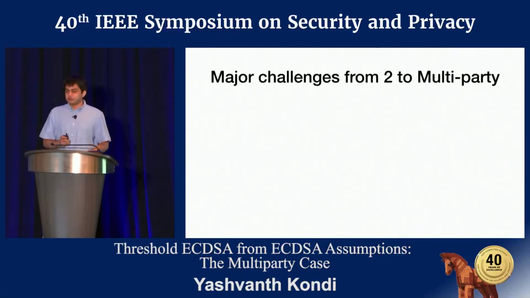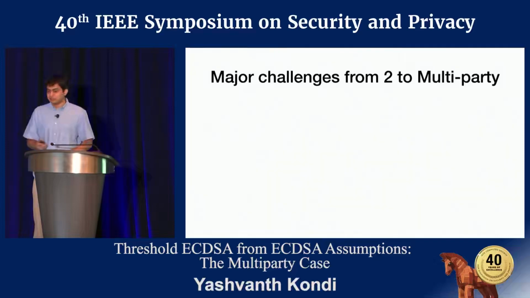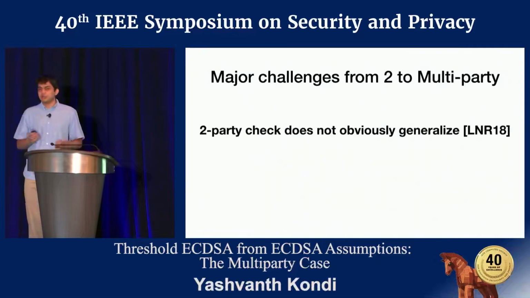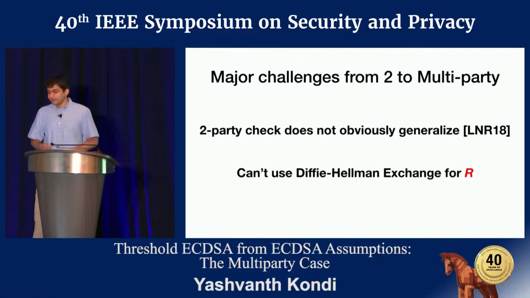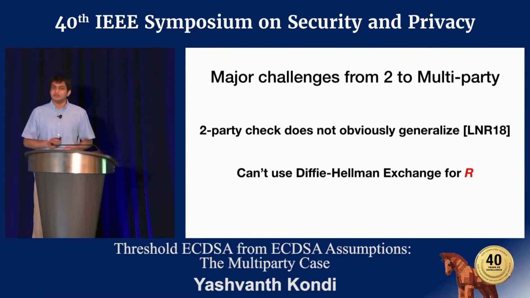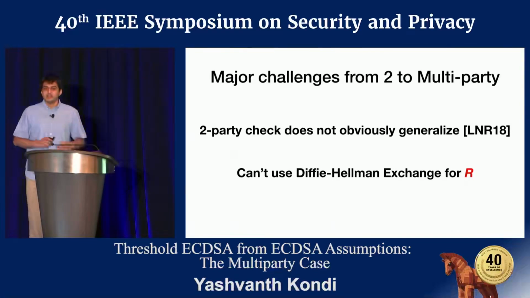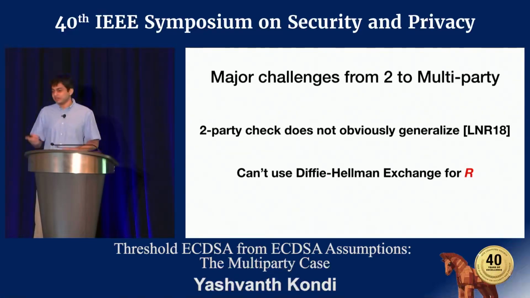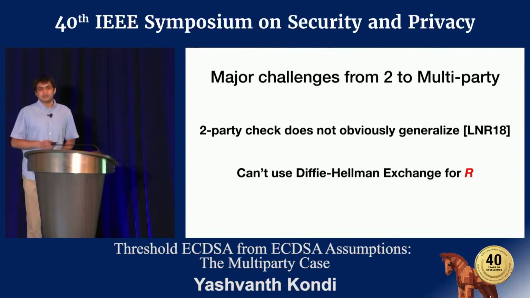And a note on what the challenges are moving from two to multi-parties. It's not obvious how to generalize the checks from the two-party setting. You don't need to take my word for it. In the two-party case, we rely heavily on the Diffie-Hellman key exchange way of getting a signing nonce, which we can't do when there are multiple parties, or it's going to be fairly expensive in terms of rounds. And yeah, see the paper for details. There are ways that we get around this.